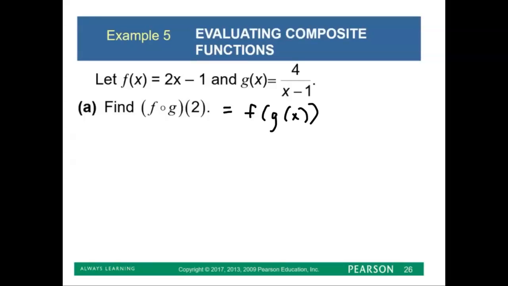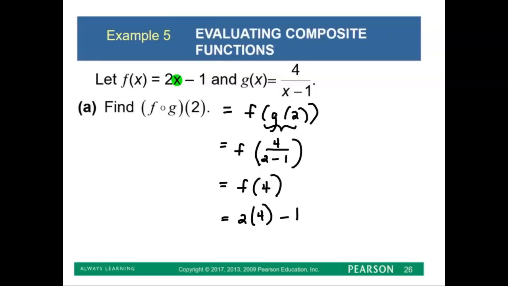So we're going to expand this by writing it in function notation. So we have f of g of 2, x is 2. And so here our inside function is g of 2. That means I'm going to replace x in g with 2. So I have f of, then g of 2, right, is going to be 4 all over 2 minus 1, which is f of 4 all over 1, which is 4. To evaluate f of 4, I go to my function f and replace x with 4. So that'll give me 2 times 4 minus 1. So that's 8 minus 1, which is 7.